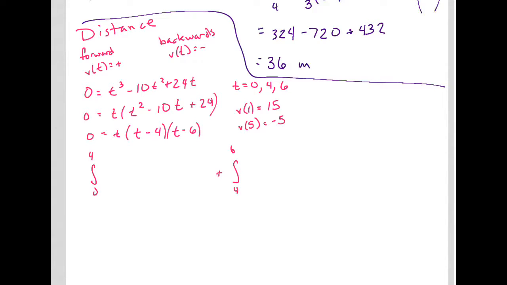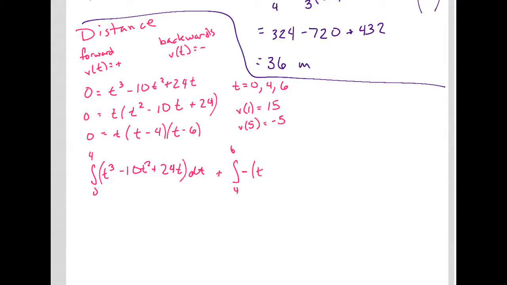From 0 to 4, it's positive, so it's going to be the same as before. We've got that t cubed minus 10t squared plus 24t dt. Gives us our first bit. And then from 4 to 6, since it's a negative direction, we want to make that negative distance into a positive distance. And so I know many of you would be tempted to use absolute value, but in practice, you would just take the negative of the negative.